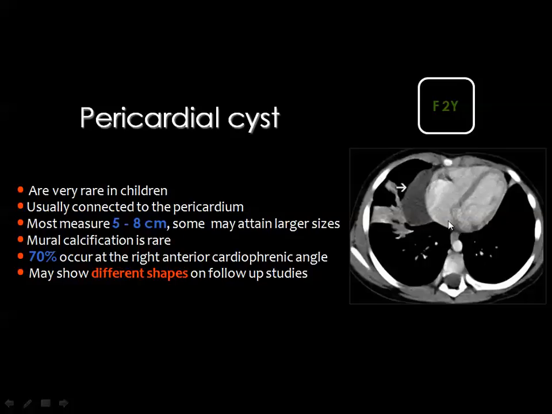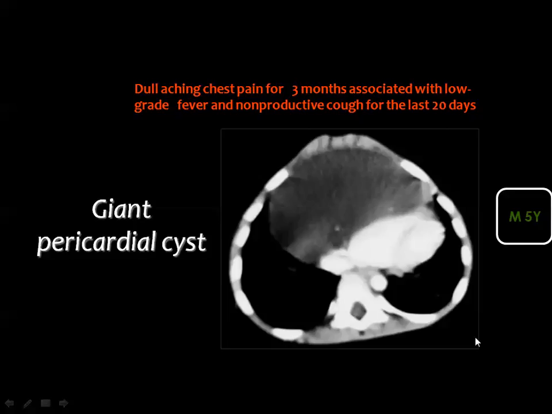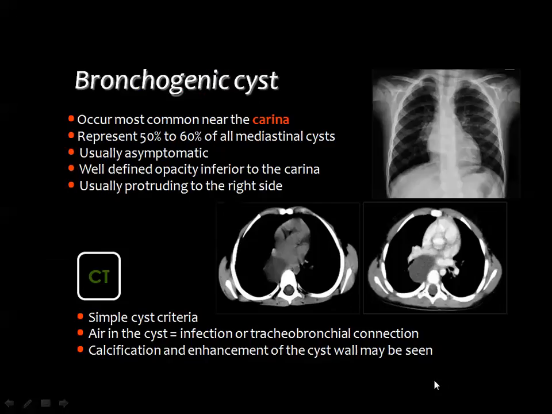And if this cyst is big enough, it will compress the lung, resulting in some areas of atelectasis and consolidation. And this is a huge pleuropericardial cyst located in the anterior mediastinum, showing the fluid density and the thin non-enhancing margin, as you can see here.